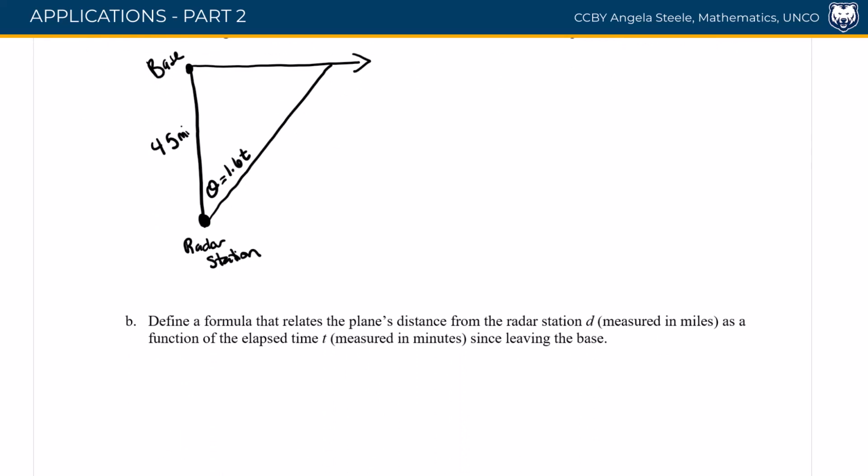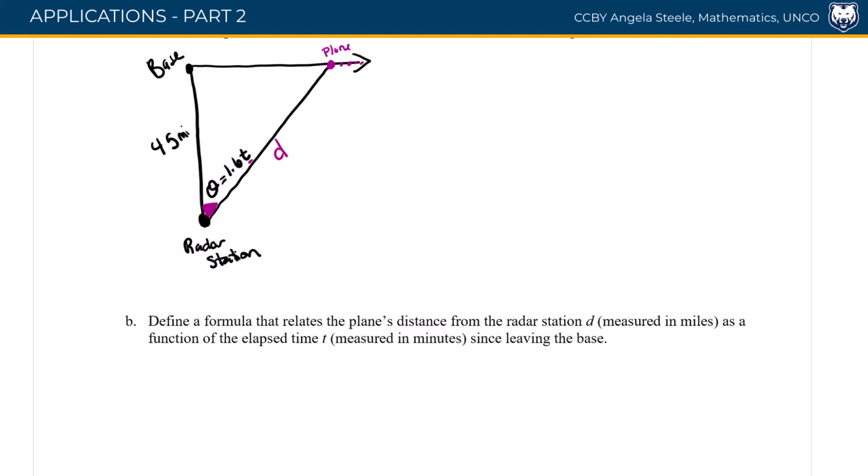All right, for part B, we want to define a formula that relates the plane's distance from the radar station. We're going to call this d as a function of elapsed time t since leaving the base. So we already have our t, our time, and then our d is the distance of the plane. Remember the plane is here, and this plane is always moving, always going to the right.